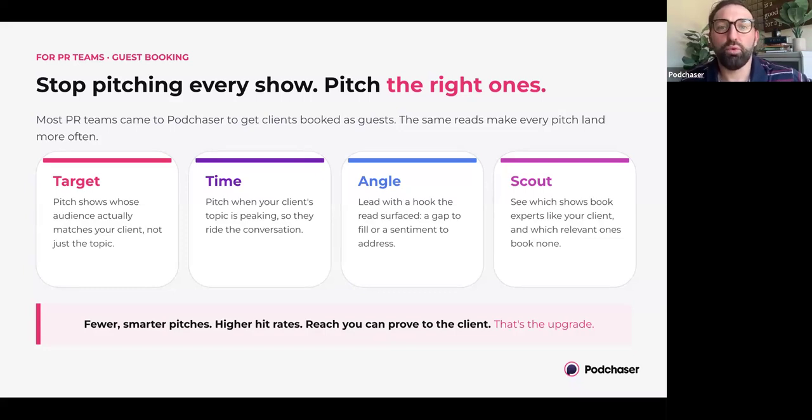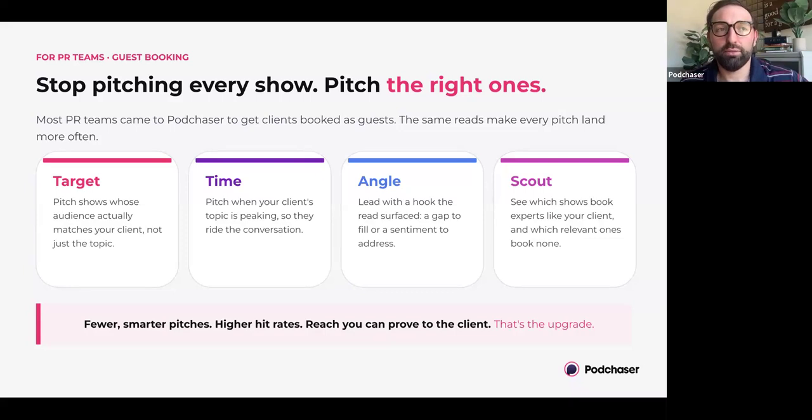So we want to find those warmer areas of opportunity where we don't have to necessarily go out and cold pitch, or it's not going to require us to have a 3-month goodwill campaign, building a relationship with a podcast host or a producer in advance of when you actually really need stuff to go live.